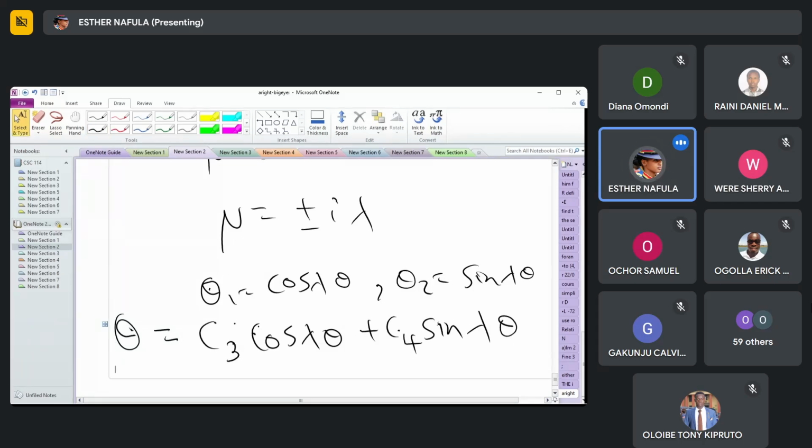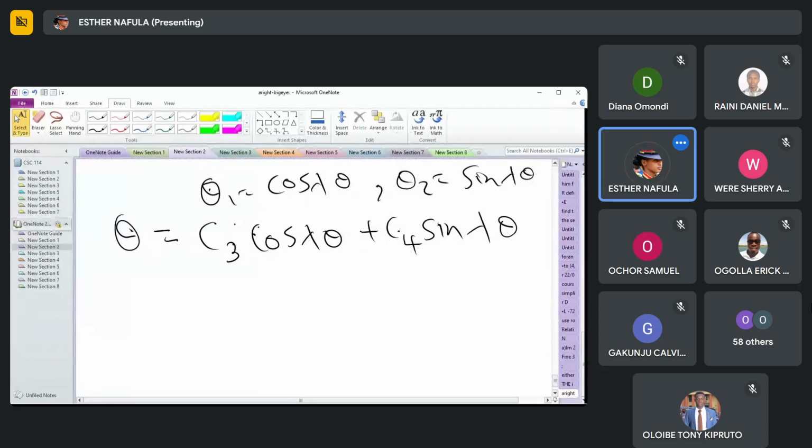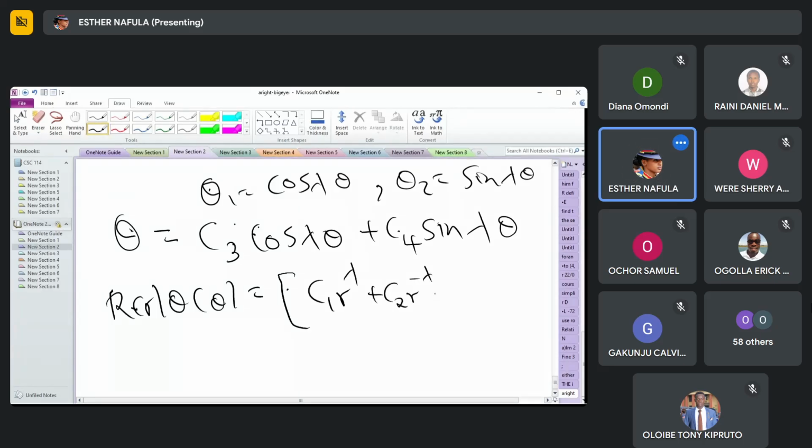So for case 1, our U will be the product: C1 r to the lambda plus C2 r to the minus lambda, times C3 cos lambda theta plus C4 sin lambda theta. Are we at par? Can we proceed to case 2?